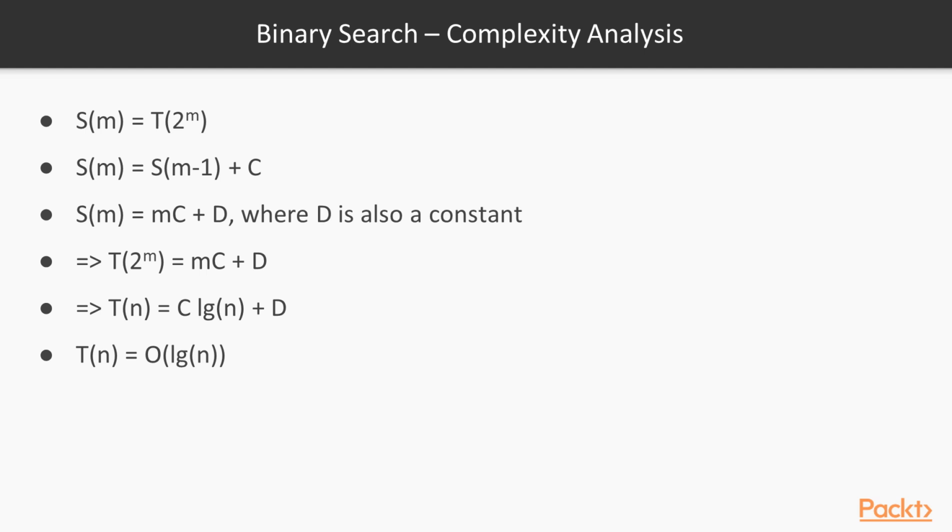Now we take another function, S, such that S(m) is equal to T(2^m) for all m. Then we have this. This is the formula for an arithmetic progression, and hence we have this result. So we have the asymptotic complexity of T(n). The function T(n) grows only as fast as the logarithm of the size of the array passed, which is really slow. This makes binary search an extremely efficient algorithm.